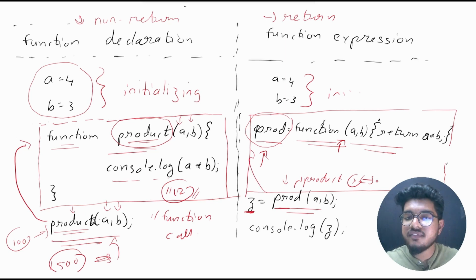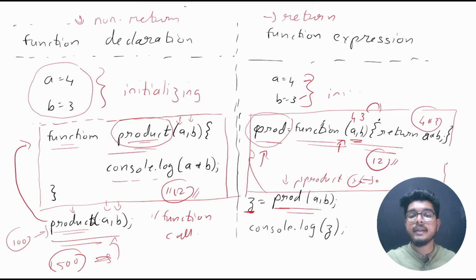Prod is nothing but a function expression which takes two parameters, a and b, that is 4 and 3, and the access went in here. This return a into b is nothing but return 4 into 3, then it will return value 12. I'm telling return value 12, I'm not telling print value 12. It will only return. Until and unless you print, you cannot show the value, right?